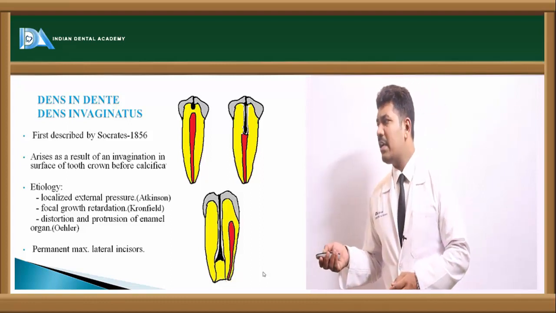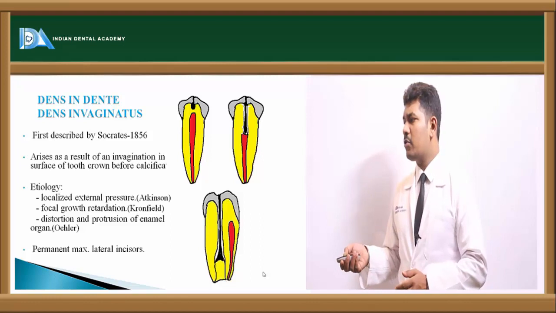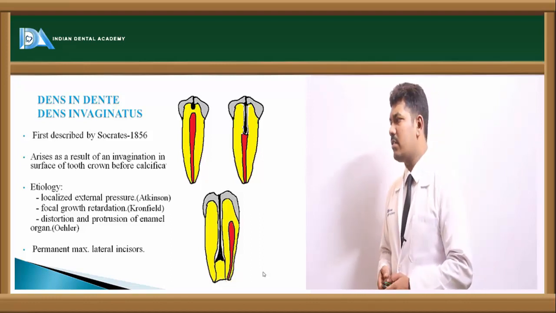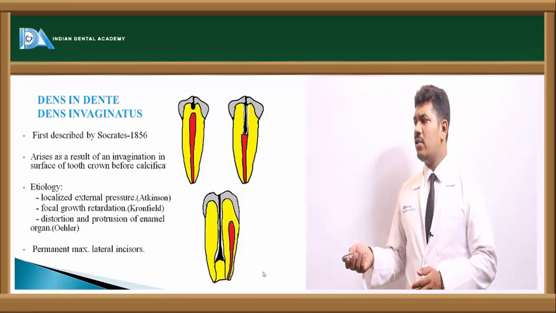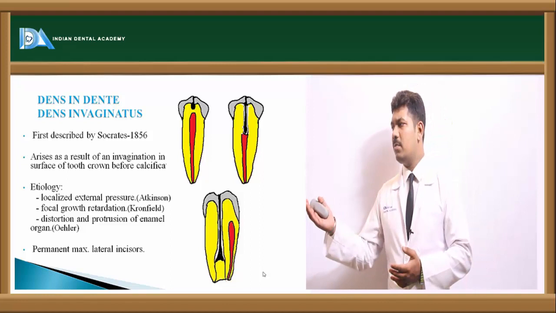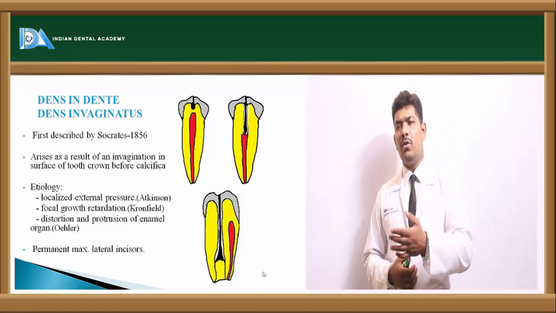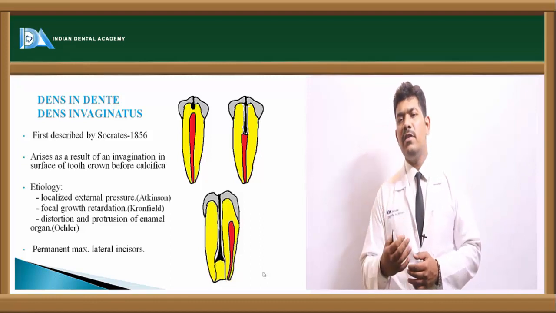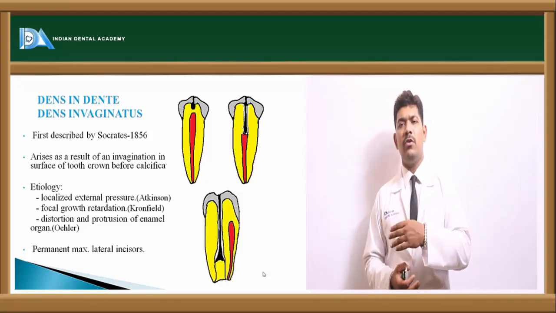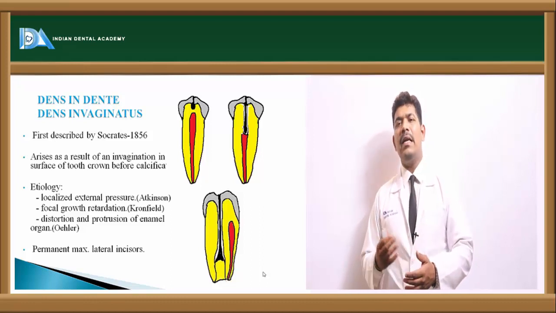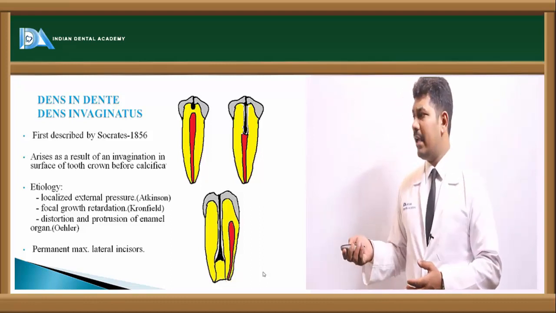Now it's predominantly found in permanent teeth, and the most commonly affected teeth are the permanent maxillary lateral incisors. Again, the etiology is the same spectrum of etiological factors, be it external pressure, growth retardation, or distortion of the enamel organ. Predominantly any kind of physical force or pressure from the outside, or trauma or insult to the tooth bud during its formation stages might result in this kind of developmental anomaly.